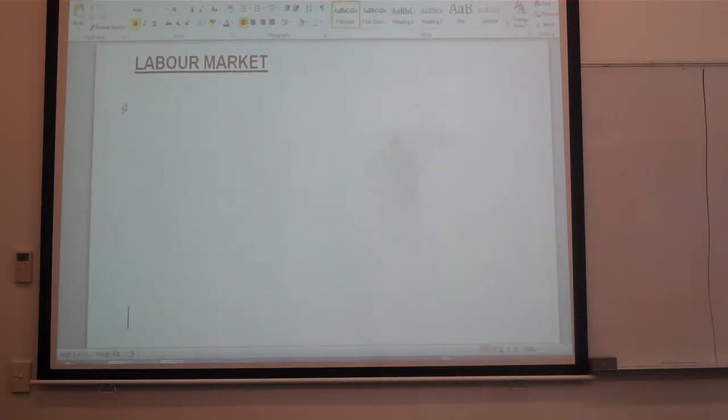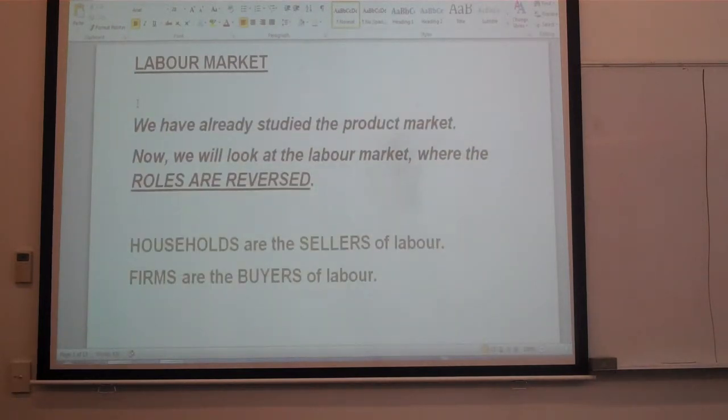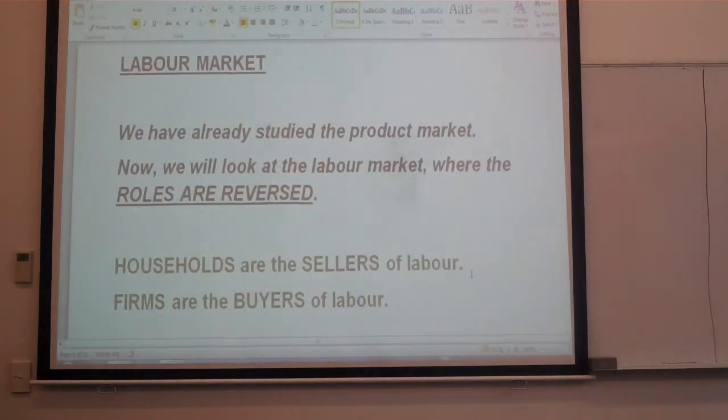Today we're going to look at the labor market, whereas previously we looked at product markets where firms are the sellers of products and households are the buyers of products. In the labor market, the roles of firms and households are essentially reversed. In the product market, the firm is the seller, the households are the buyers. But in the labor market, it's the households that are the sellers of labor, and it is the firms that are the buyers of labor.